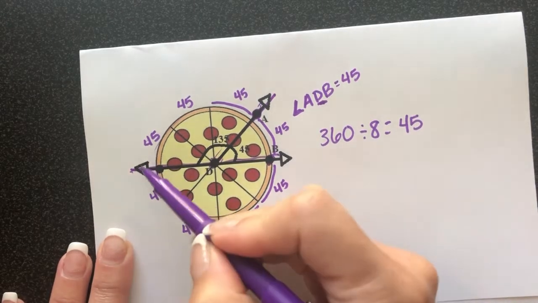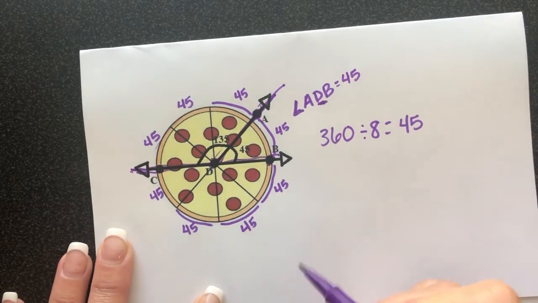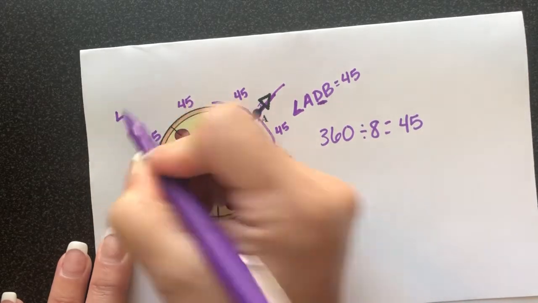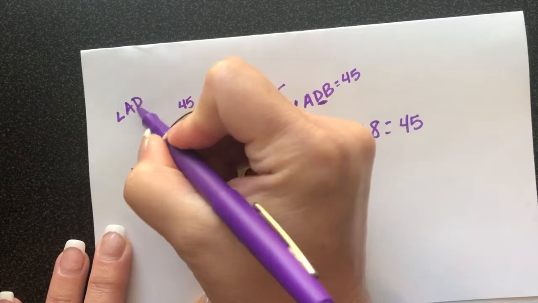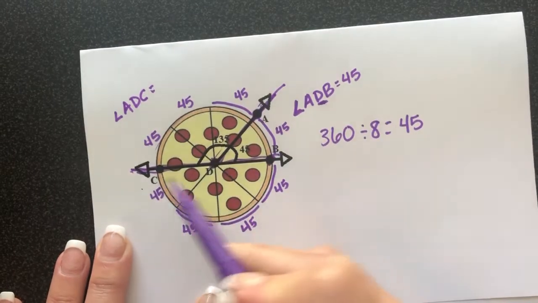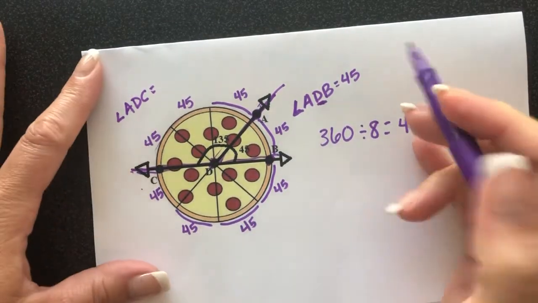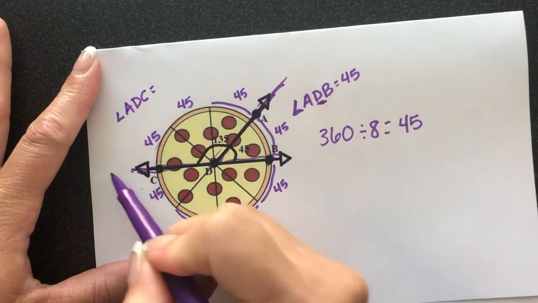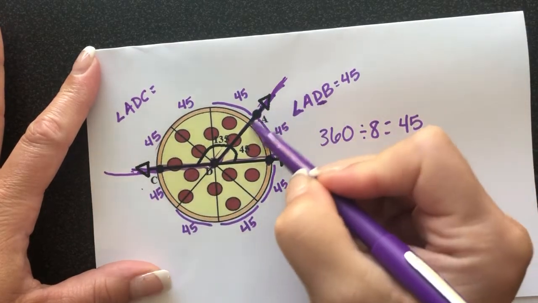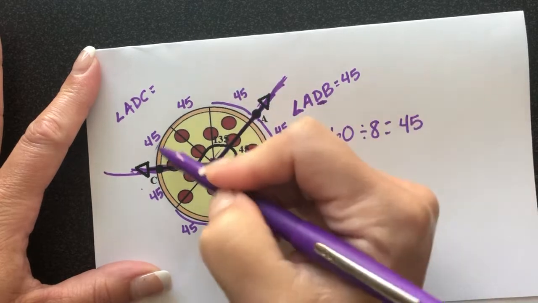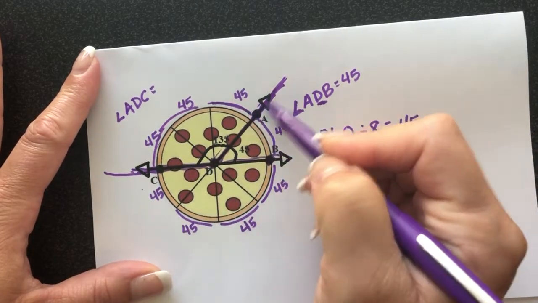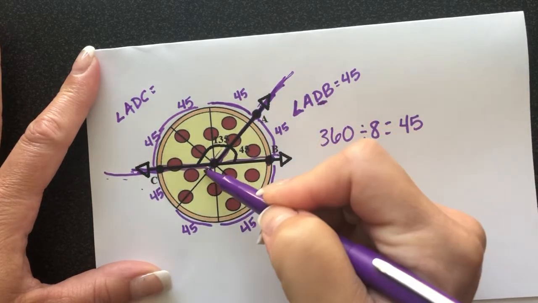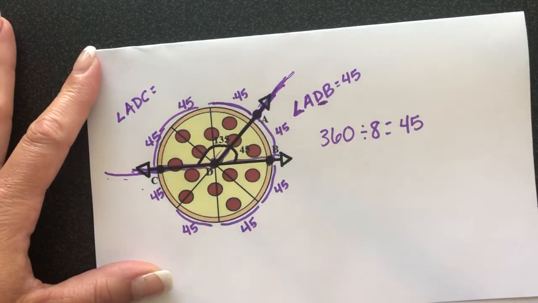Okay, that angle is a much larger angle. That angle, we'll name it angle ADC, or it could be CDA, either way. So you can see that this angle right here is more than just one slice of pizza. We have 1, 2, 3 slices of pizza that make this angle. So I need 3 of those 45s, okay?